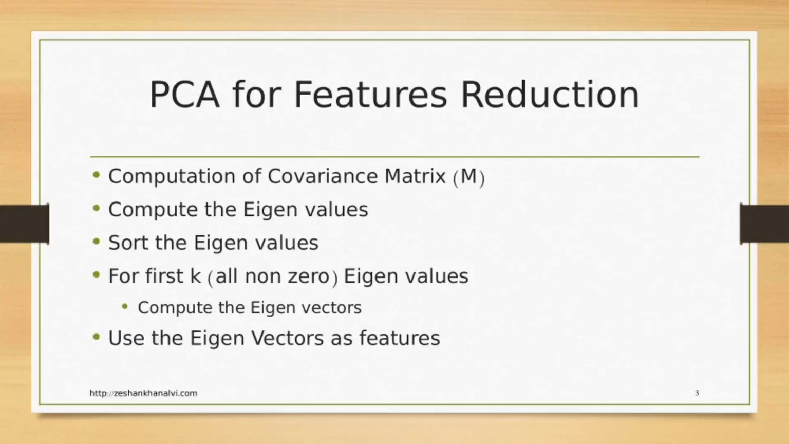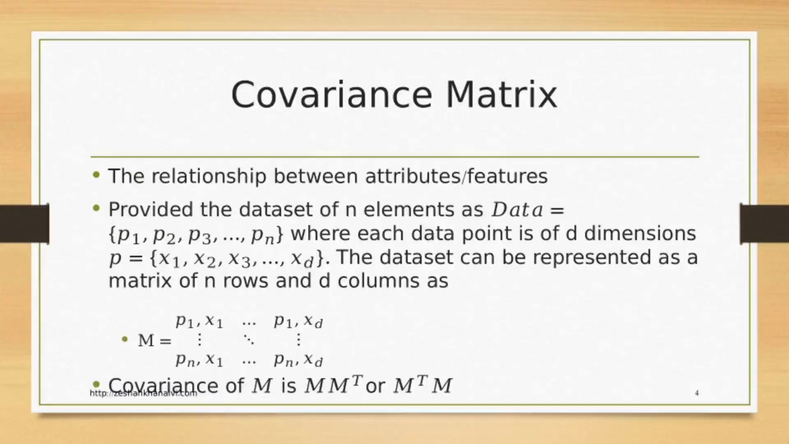Then computation of the eigenvectors for the first k eigenvalues, or the highest k eigenvalues. That k is the user defined element that will provide how many features we are going to take. For example, if we have 100 features in original and we want to use just 30 features out of those 100, then k will be 30. The 30 highest non-zero values of eigenvalues will be used to compute 30 eigenvectors, and those eigenvectors will be the set of features.